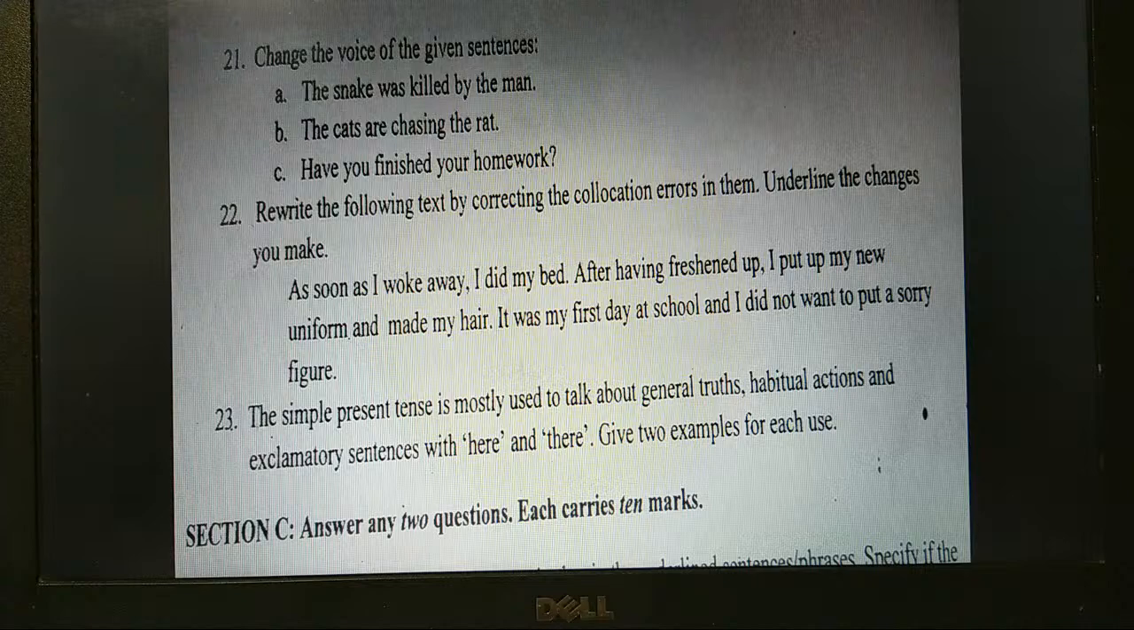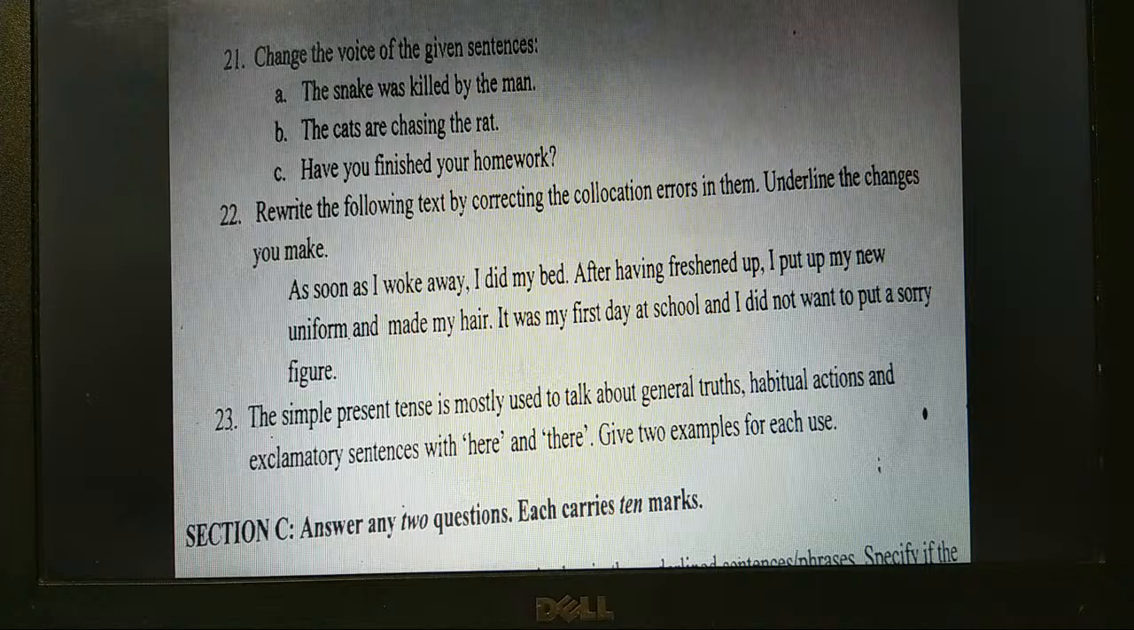Okay. Now, exclamatory sentence. Here is the champion. Here comes the champion. There comes the beauty queen. Oh, there comes the beauty queen. There comes the champion. There comes the winner. Here is the winning team. All right. So these are all exclamations with simple present.